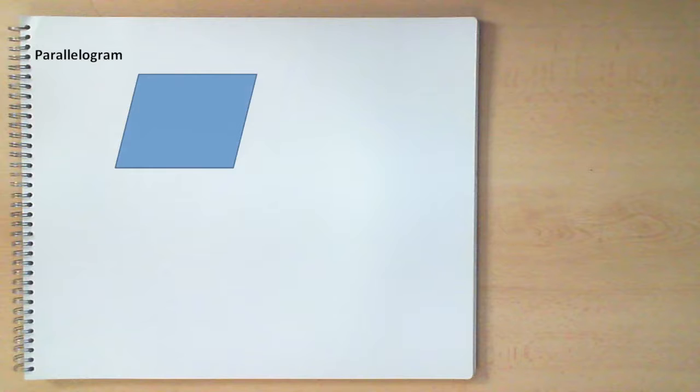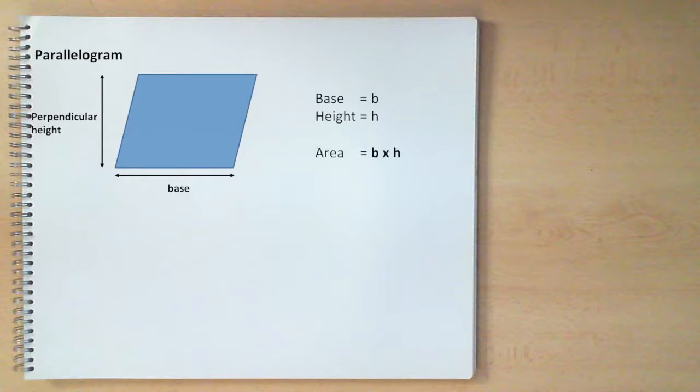A parallelogram has a base length from one corner to the other, and it has a perpendicular height like the triangle. So if we take the base and the height, the area is the base times the height. It's very easy to get confused with this one in the same way that you might look at a rectangle. Beware that you're using the perpendicular height here, not the length of one of the other sides.